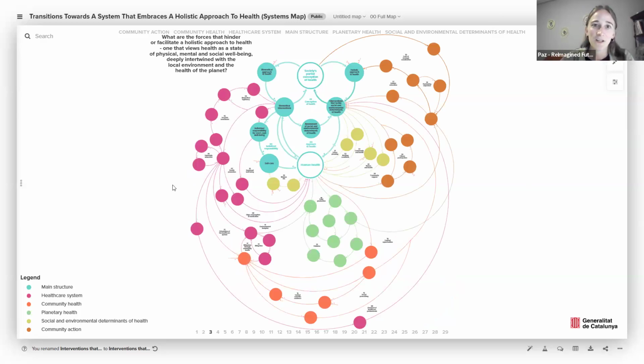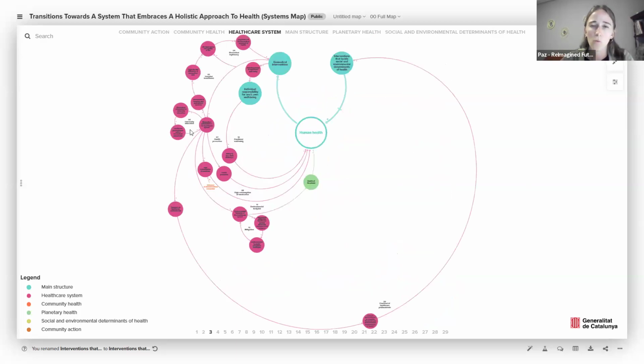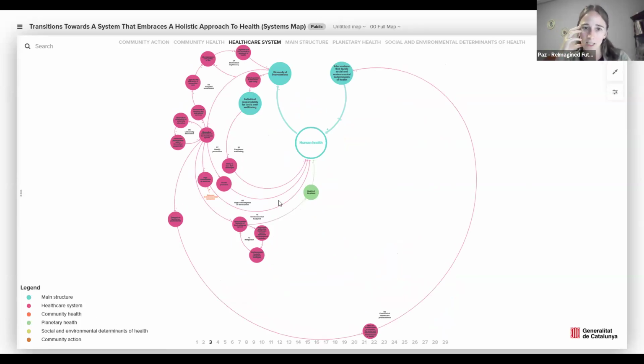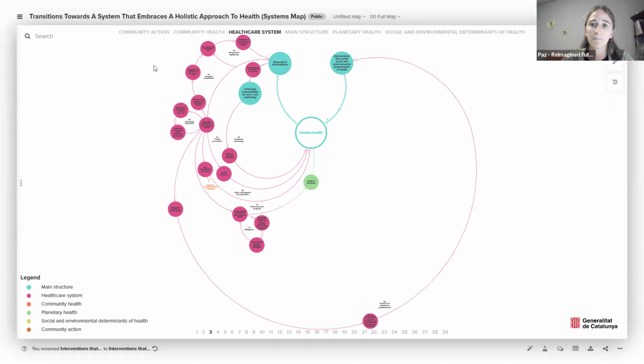Great. Okay, so then we go into the healthcare system region. From this main structure, we have 5 different regions that emerge, and that we're going to see a little bit in detail, not going loop by loop, but you will get the idea. This healthcare system region explores how Catalonia's healthcare system is predominantly shaped by a biomedical approach, although it also faces some limitations.